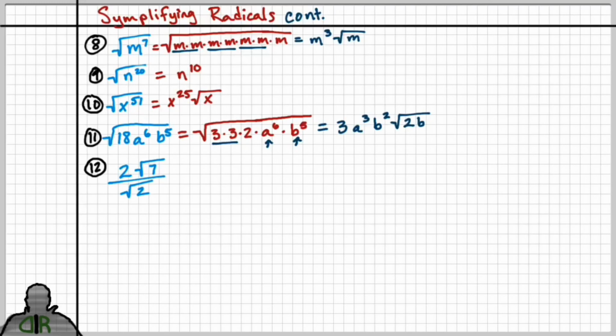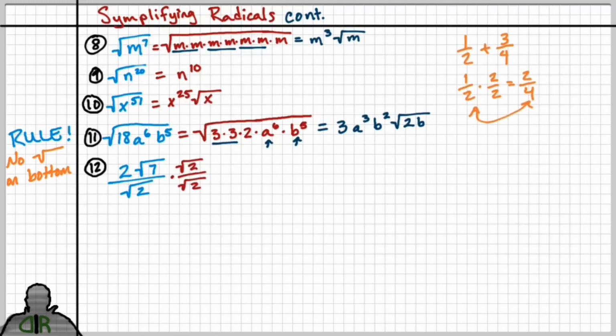If I can, I want to get rid of it. Well, the only way to get rid of it is to try and take care of this number here. So I want to multiply this entire fraction by the radical that was on the bottom. Our rule is that we're not going to have any square roots on the bottom here. That's something we're going to need to follow.